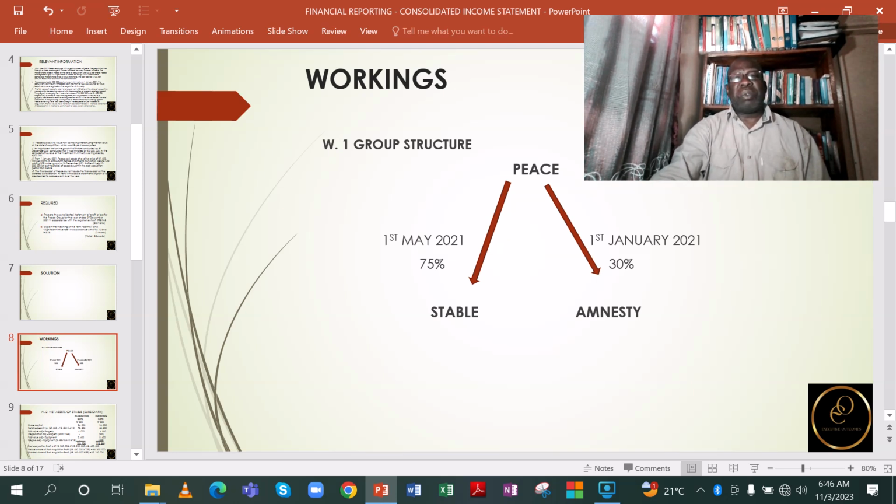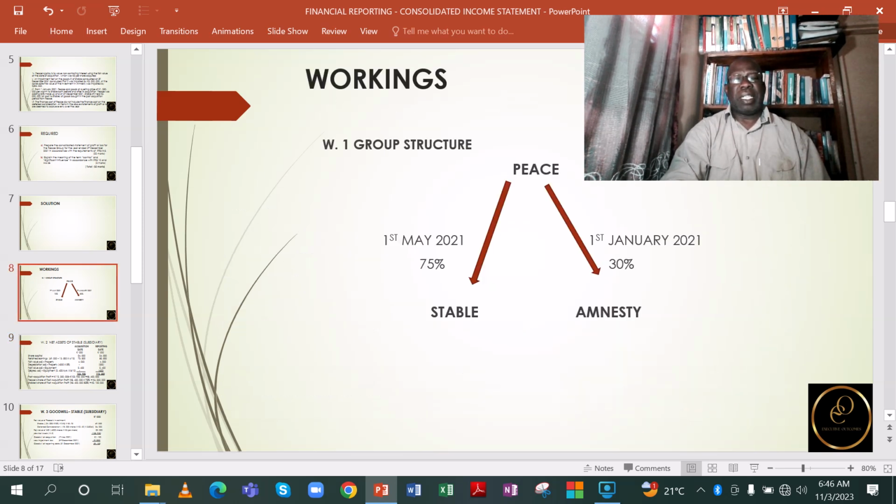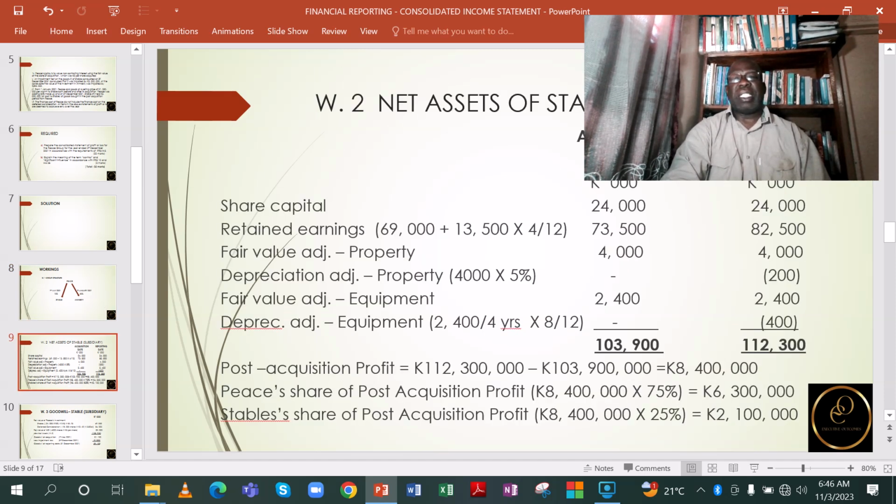Okay. The next one we look at is net assets of a subsidiary. For the net assets of a subsidiary, we look at two things. The first column is showing the figures at acquisition. The next column, the outer column, is showing the figures at the reporting date. At acquisition of this subsidiary, that was on 1st May. Then the reporting date, look at this, is 31st December 2021. So you identify that.